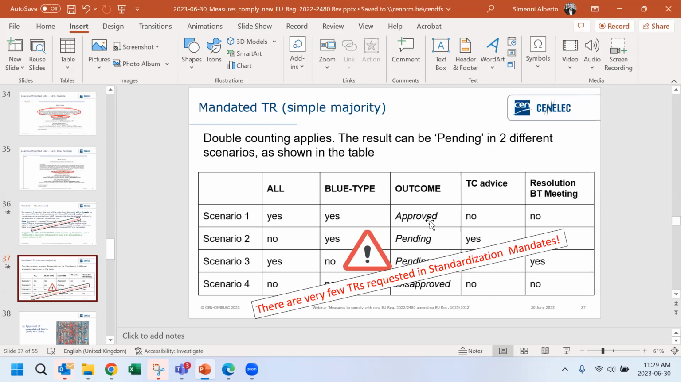So an inquiry vote will remain status pending forever. So if there is no need to have a BT decision, then it is by default disapproved. So it will not appear as pending forever, but will be disapproved, because the effect is a disapproval.